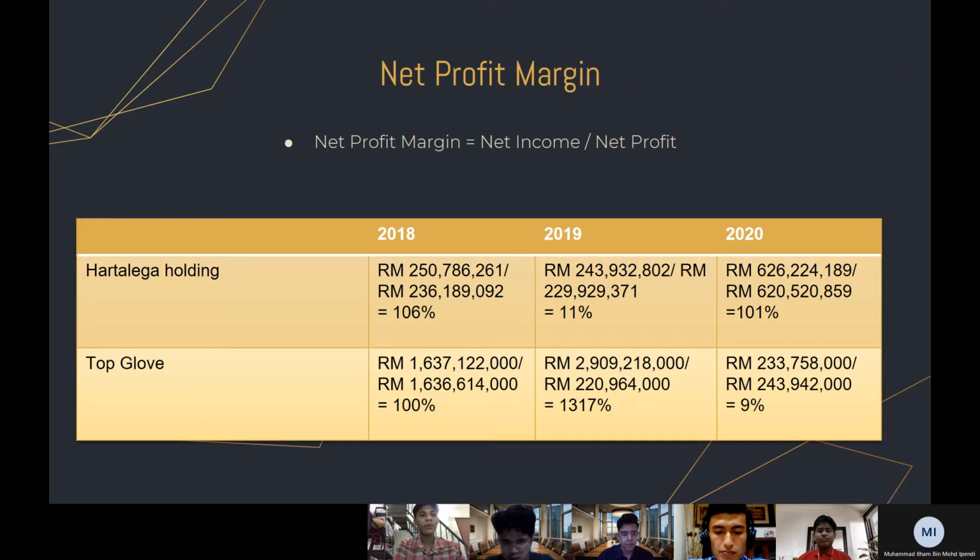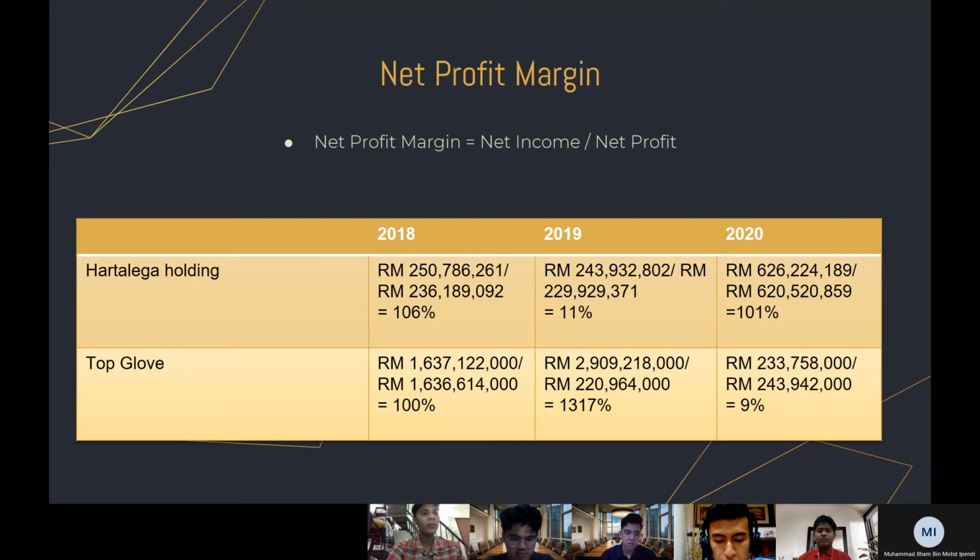Now we'll start with the net profit margin. The net profit margin formula is net income divided by net profit. So as you can see, for Harta Lega, the net profit margin in 2018 was very high. It shows that the company generated a huge profit, but in 2019, the net profit margin dropped down to only 11%. Maybe it's because the company uses an effective cost structure. And in 2020, the company once again reached its highest net profit margin with 101%. That year means that the company has strong pricing strategies.